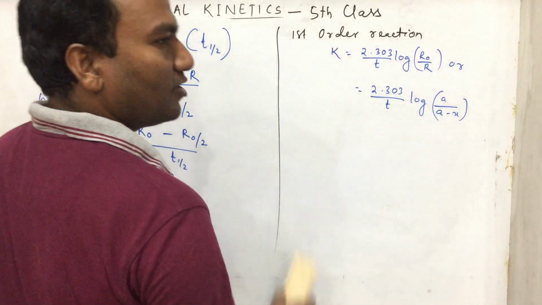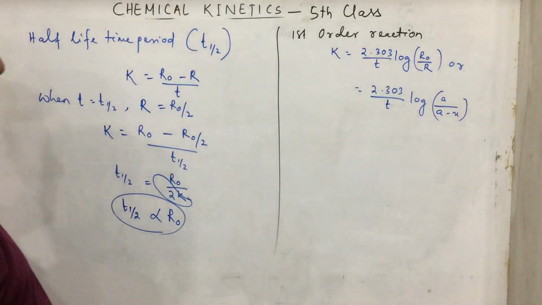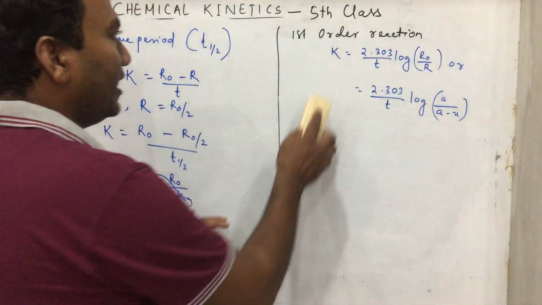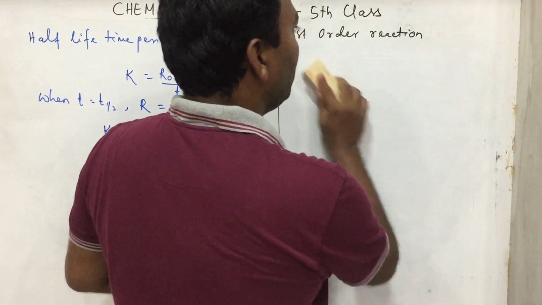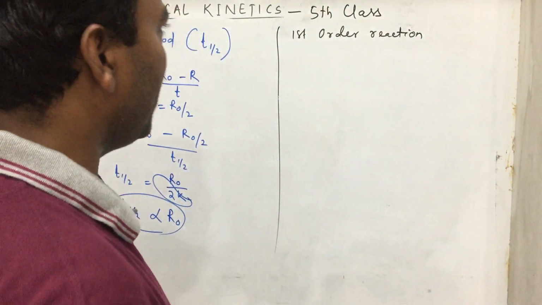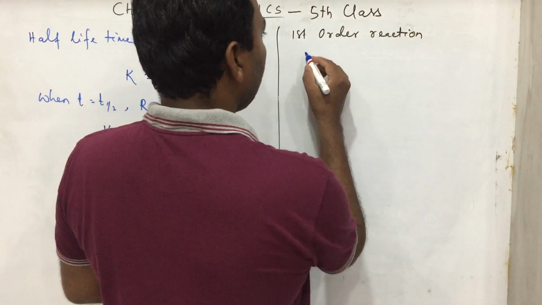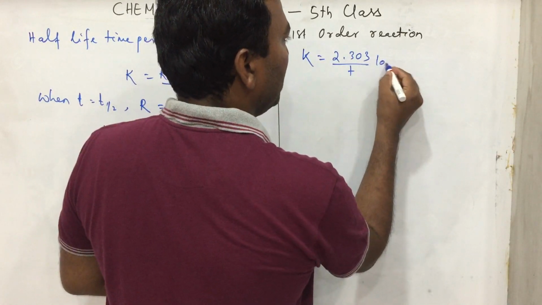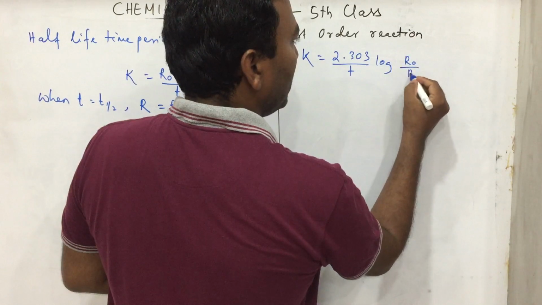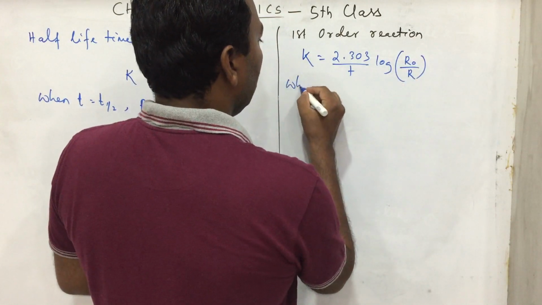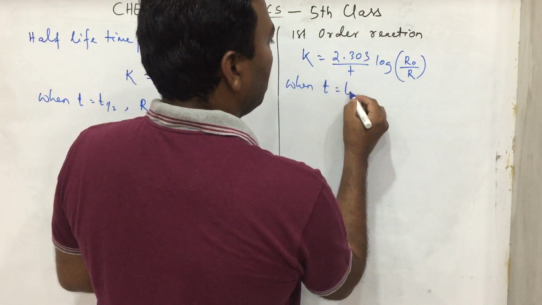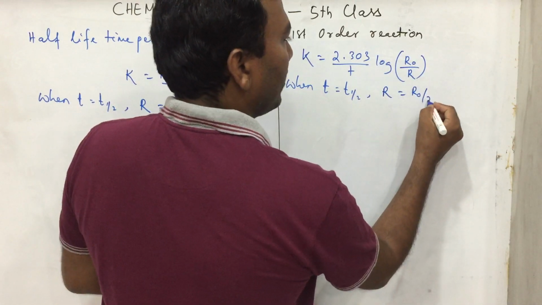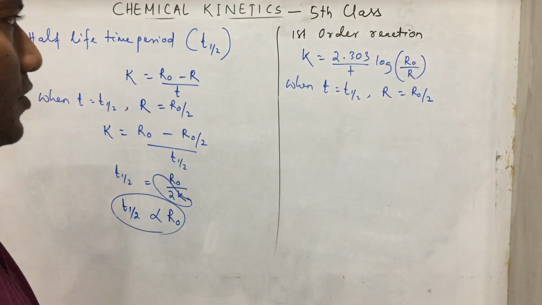Similarly, for first order reaction, what are the different characteristics? The graphical part we have completed, so directly come to the half-life time period. We know K equals 2.303 by t log R naught by R. When we put t equals t half, R equals R naught by 2, then what will we get?